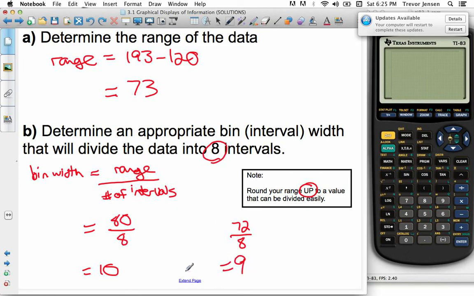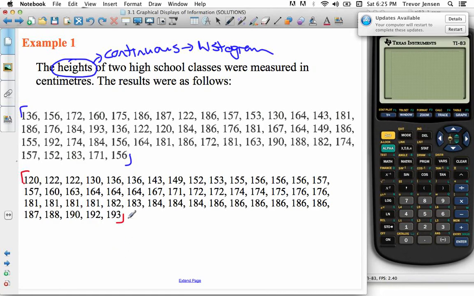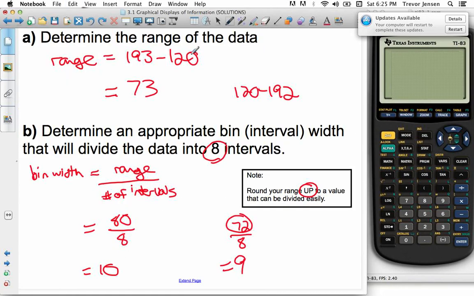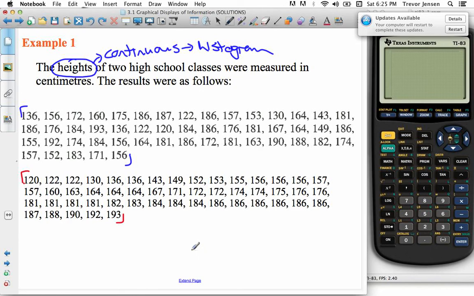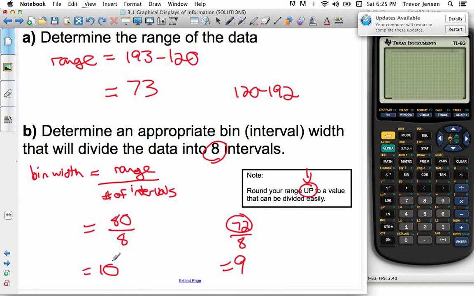It gives me 9. Well, if you think about that, if I have 8 intervals, each with a width of 9, it's only going to cover a range of 72. So it would only cover a range from 120 to 192. So where would we put the data value 193? It wouldn't have anywhere to go. So we can never round our range down. You always have to round your range up so that all of your data points fit inside one of your intervals.